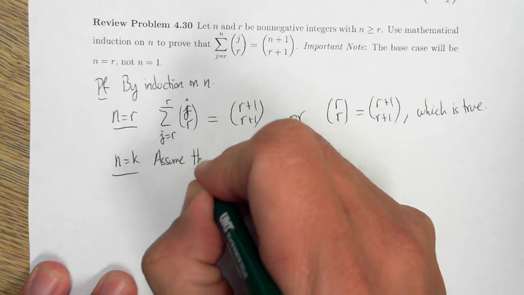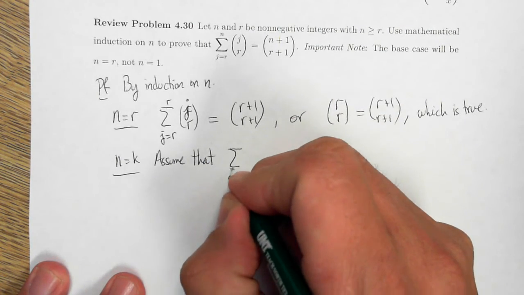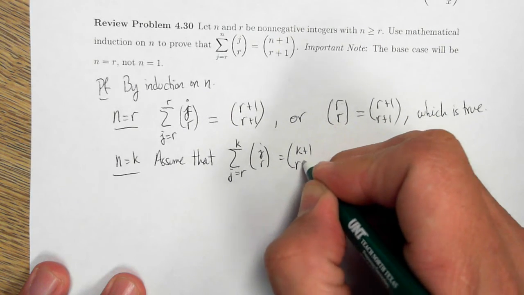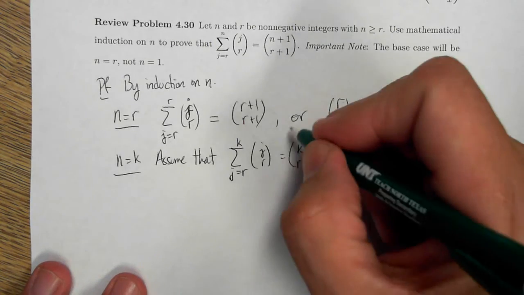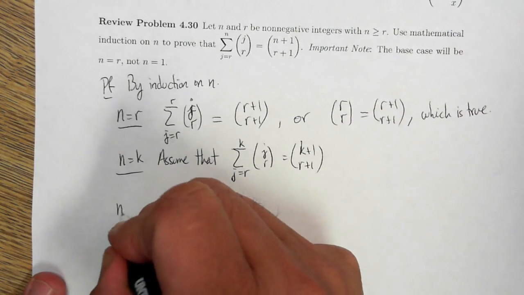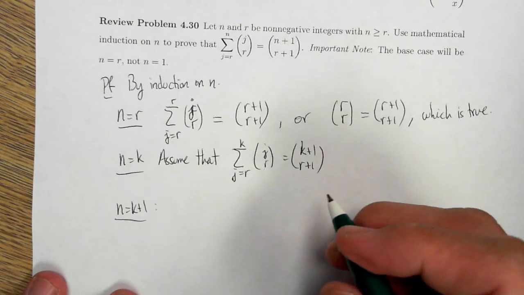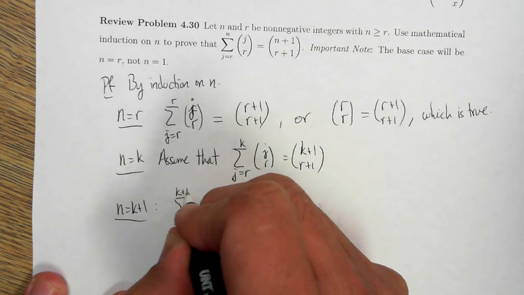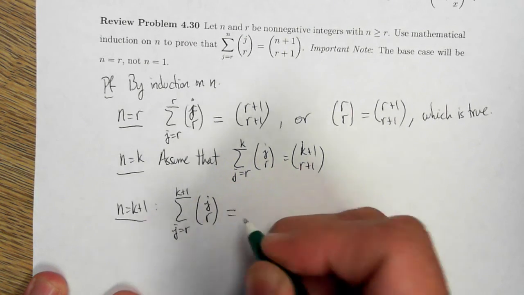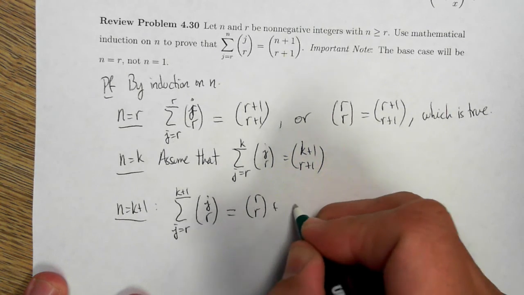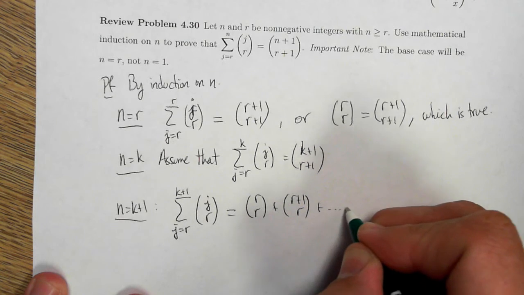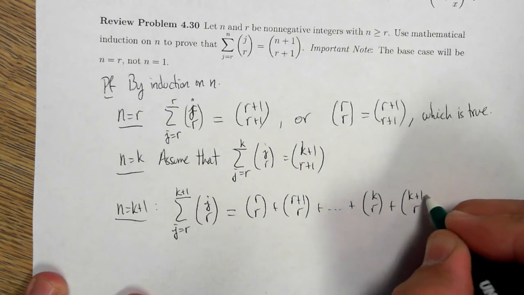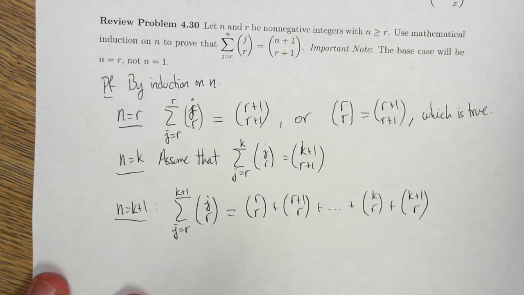Now, n equals k. Assume that the summation j equals r to k of j choose r is equal to k plus 1 choose r plus 1. We now move on to the case of n equals k plus 1. For n equals k plus 1, the left-hand side becomes the summation j equals r to k plus 1 of j choose r. Let's just write this out: r choose r plus r plus 1 choose r plus up to k choose r plus k plus 1 choose r. That's what this summation means.